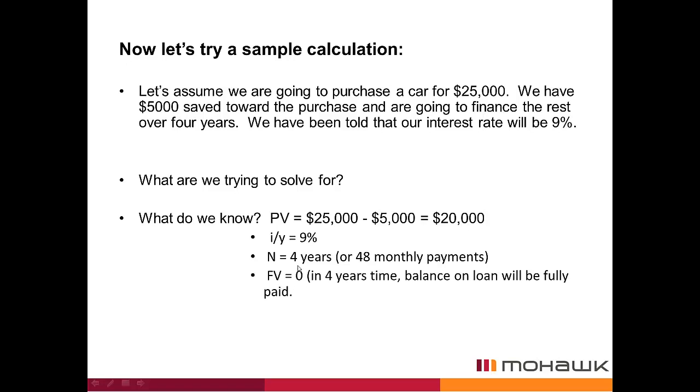The future value is going to be 0. We know that because at the end of 4 years, we will have no loan left. So in 4 years' time, the balance on the loan will be fully repaid. So therefore, what are we solving for? We're trying to find out what the payment is going to be. So we'll go back to our calculator now.